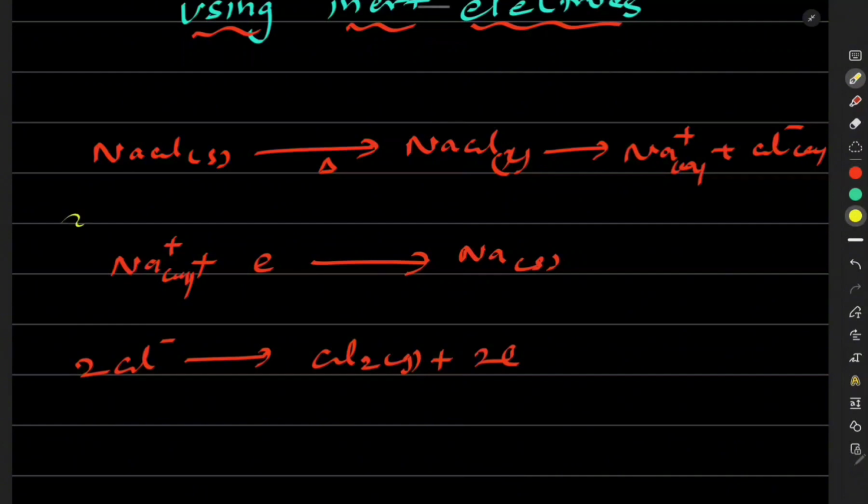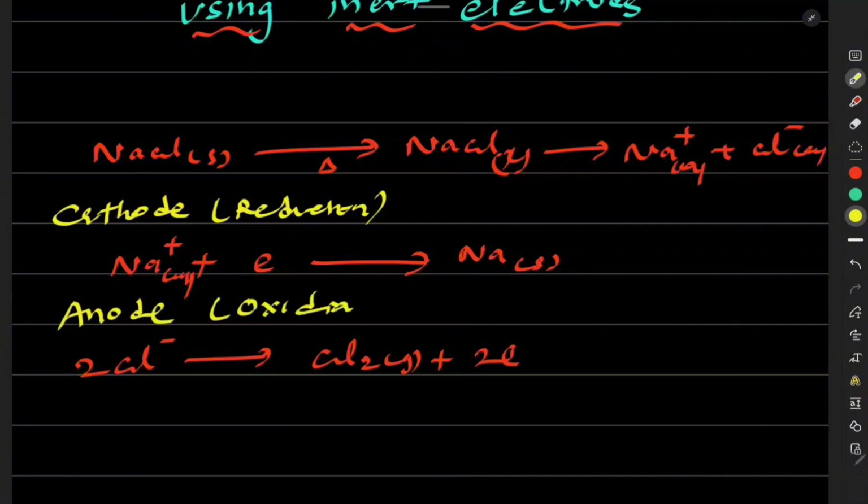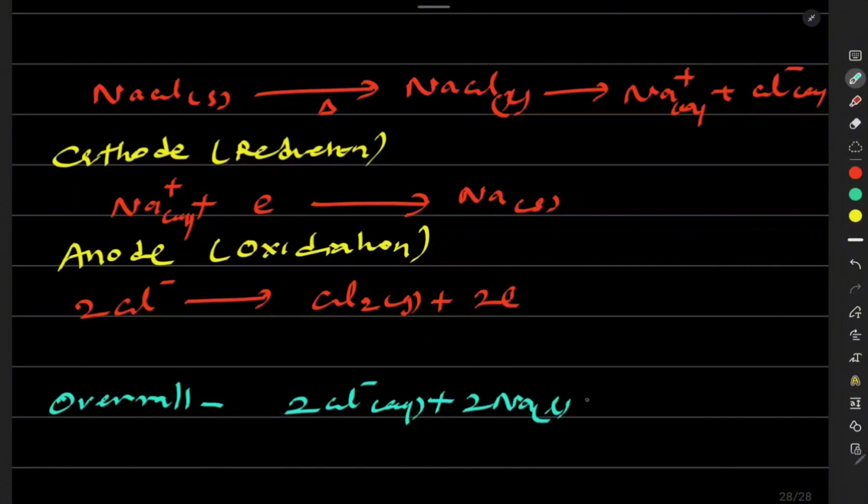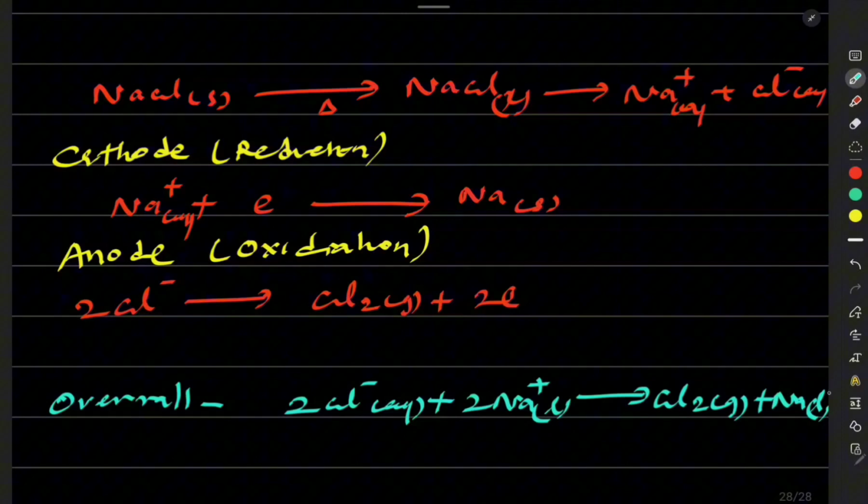This is cathode, reduction occurs here, and this is anode, oxidation. And if we consider the overall reaction, 2Cl⁻ (aq) + 2Na⁺ (l) form Cl₂ (g) + 2Na (l).